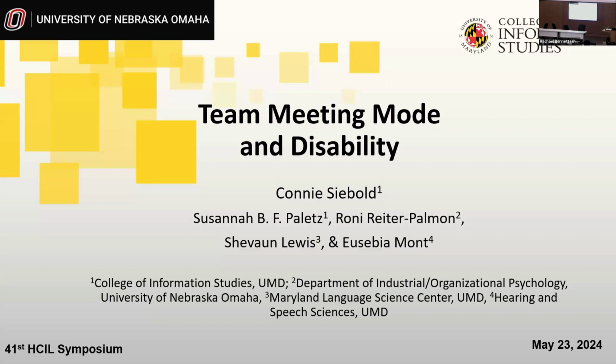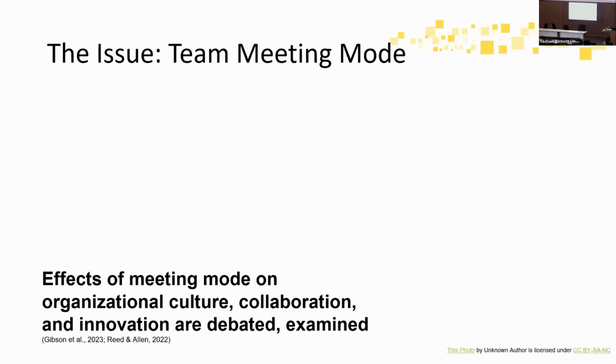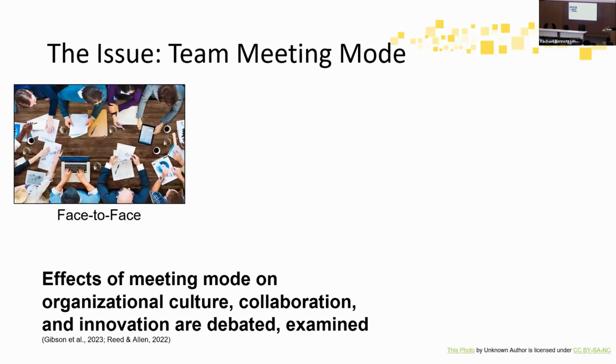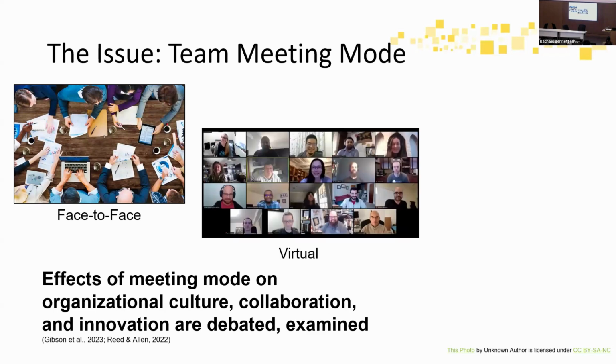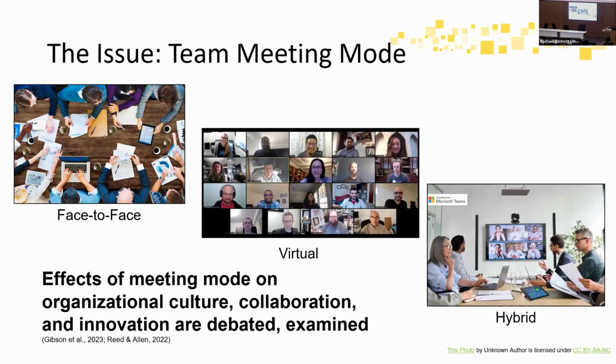Okay, so our research is on team meeting modes and disability. Basically the issue is team meeting modes. So COVID happened. Before, we were all face-to-face in our meetings, so we were all co-located in a room when we did meetings. Then we moved virtual because we weren't co-located anymore, but we were all on Zoom together. And now we have this weird situation where we're returning to work. So we have these meetings where some of us are on Zoom and some of us are in the room. And you can think of this like the HCIL brown bags. We do stuff like this.